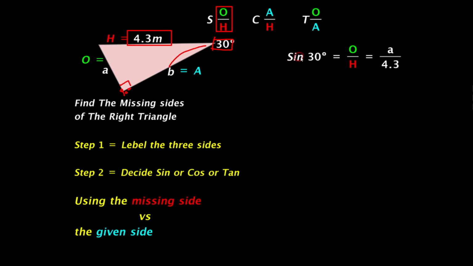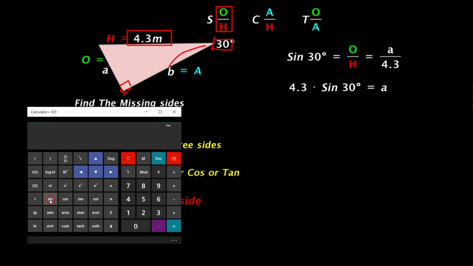Now we have to cross multiply these two values. Sine 30 and 4.3 are cross multiplied. So 4.3 multiplied by sine 30 equals A. We keep A on the right side, and if we simplify the left side, the value of A is done. So we use the calculator to find the value of sine of angle 30.